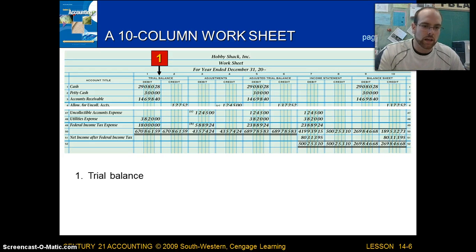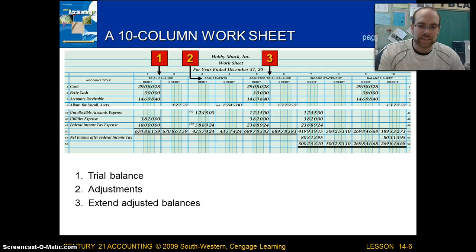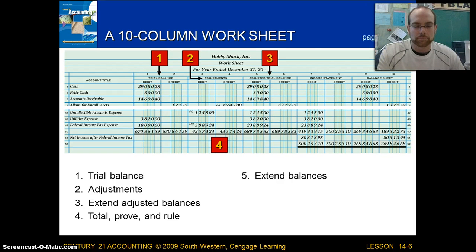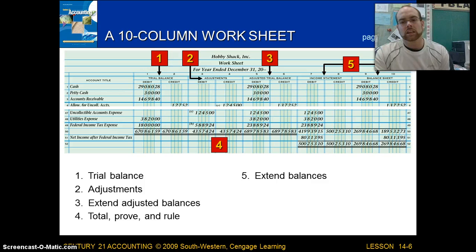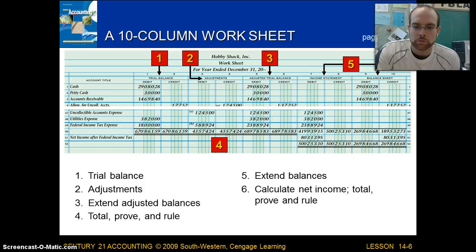So if you take a look at the trial balance, adjustments, and extended adjusted balances, we're just recalculating after our adjustments, and then total, prove, and rule down at the bottom. We extend balances over here to the income statement and balance sheet, just like usual. Calculate the net income, total, prove, and rule.